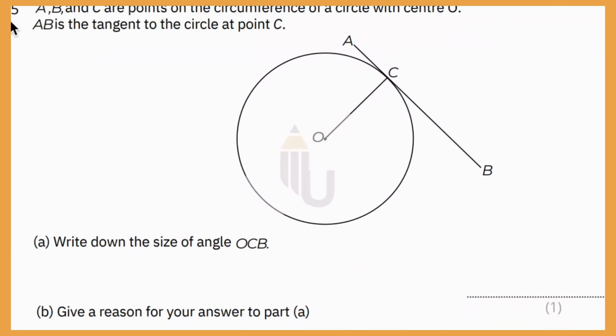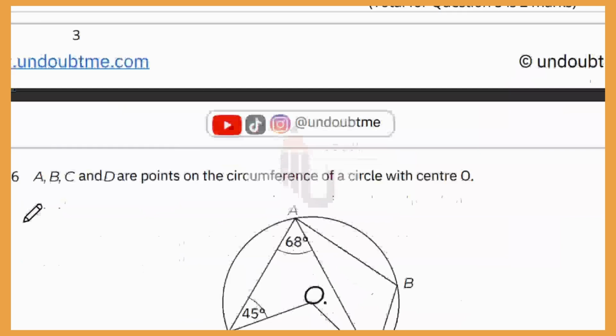Then for the next question, write down the size of angle OCB. OCB is straight away 90 degrees because radius and tangent are perpendicular to each other. That's the reason we will write.